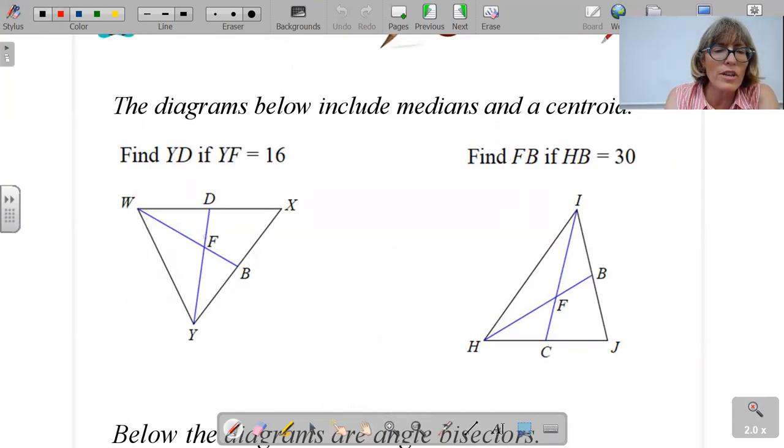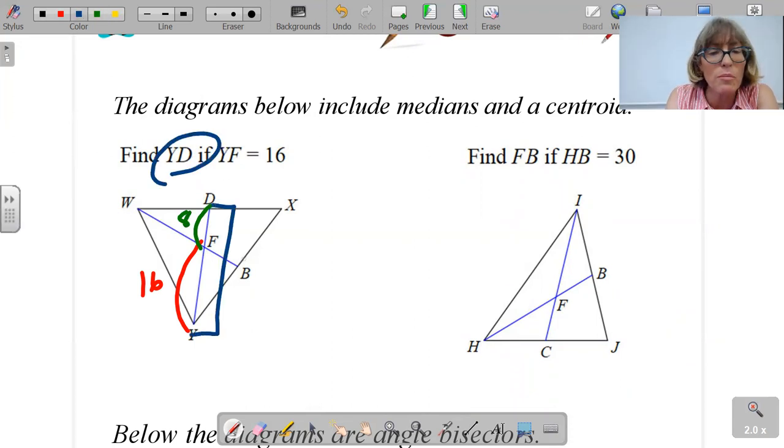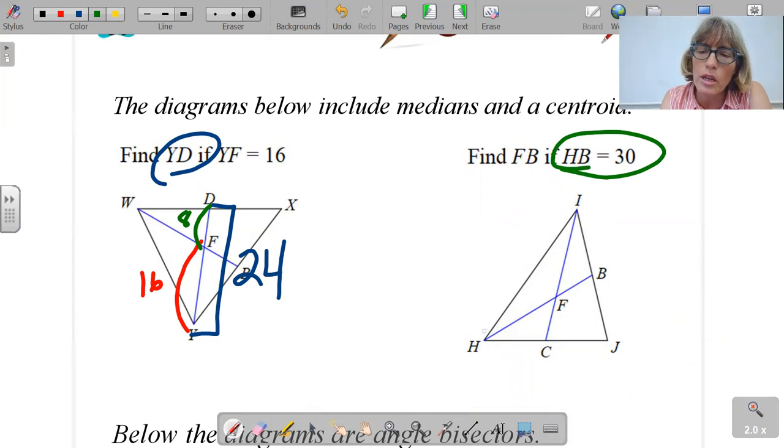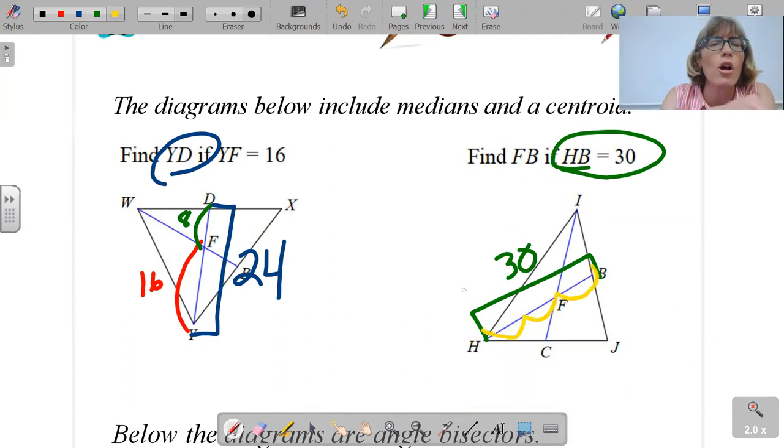If YF is 16, F to D is 8, therefore Y to D is 16 plus 8, you should have gotten 24. If HB is 30, this entire thing is 30, this is a 1 bunny hop and 2 bunny hop, which means 30 divided by 3, so F to B would have to be 10.